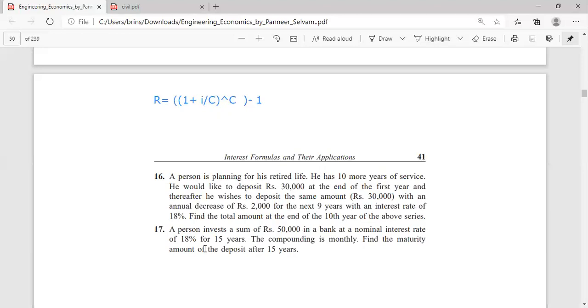If you're following method 2, then the total number of periods per year is C, that is 12, and you also know the interest rate, and you can directly use the formulas and find it out. But I request you, when you solve for practice, do it with both methods.